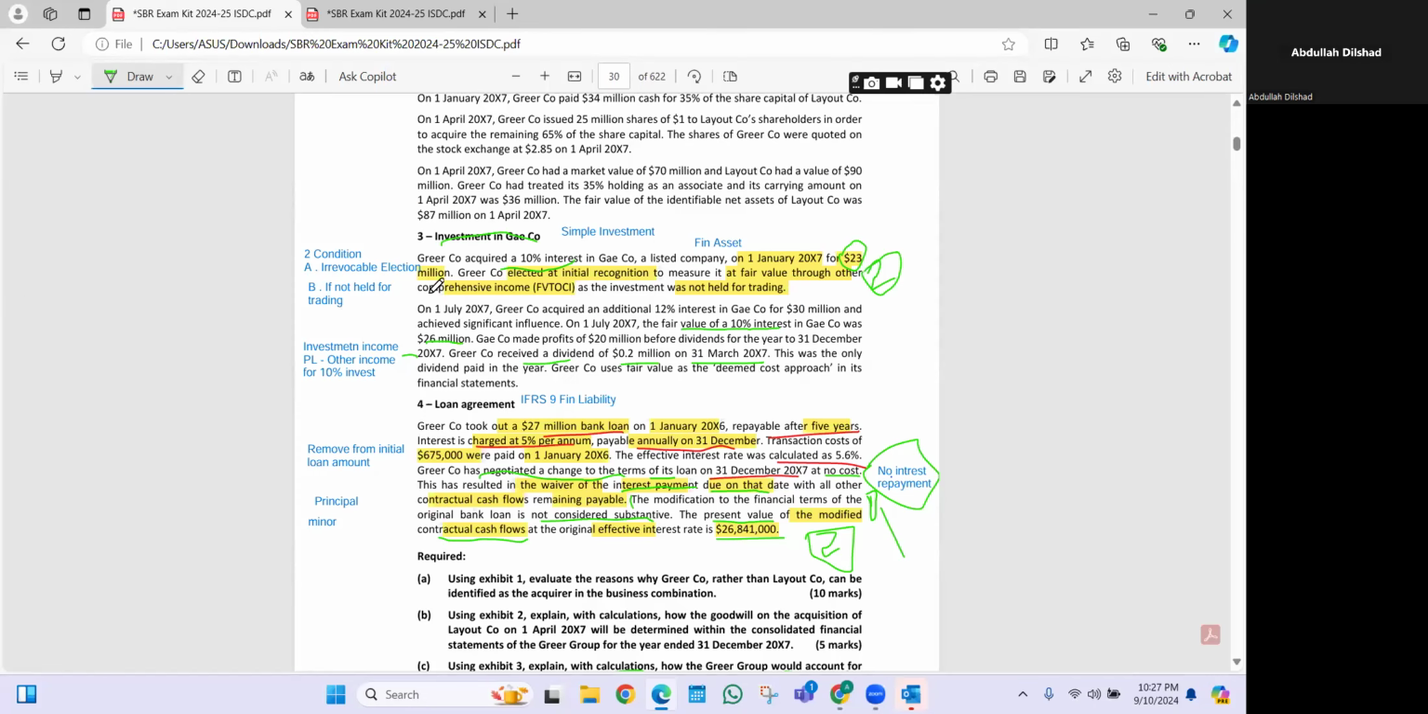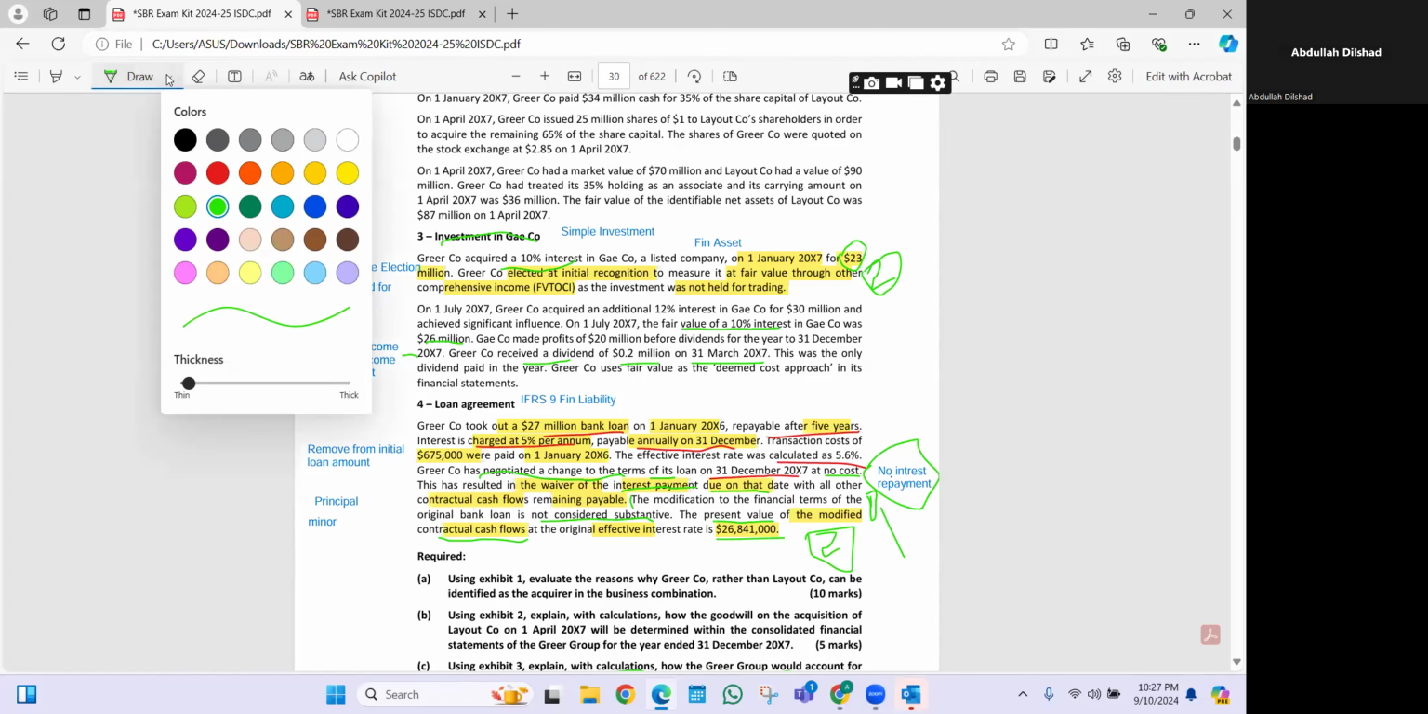Reading on, guys. After that, let me change this color because I don't like green color. It's looking ugly. It's looking weird.